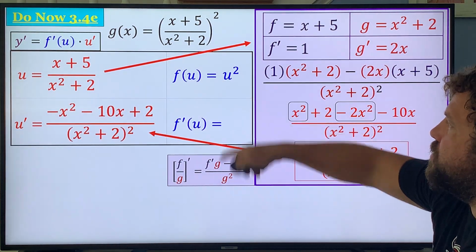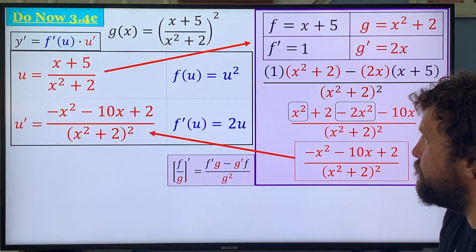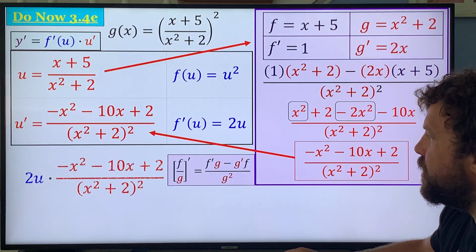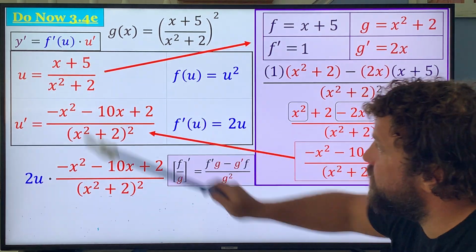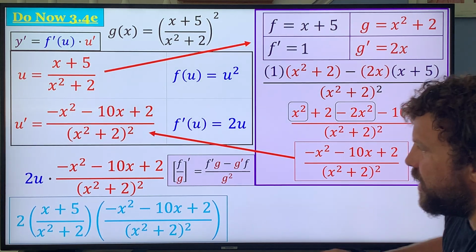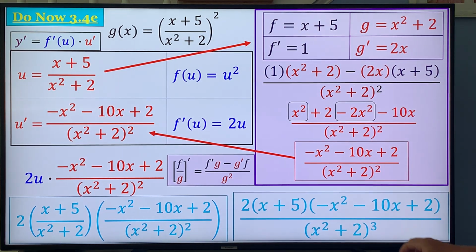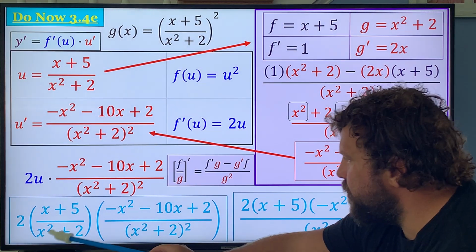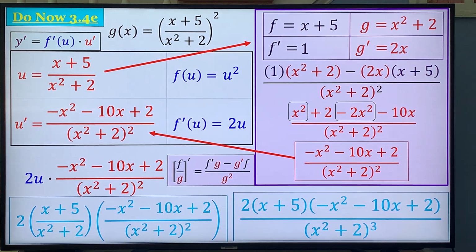F prime of u, 2u. All right. Multiply the two of them together. 2u times u prime, 2 times x plus 5 over x squared plus 2, times that stuff. As I said before, 2 times x plus 5 times negative x squared minus 10x plus 2 all over x squared plus 2 to the 1 plus 2 is third power.